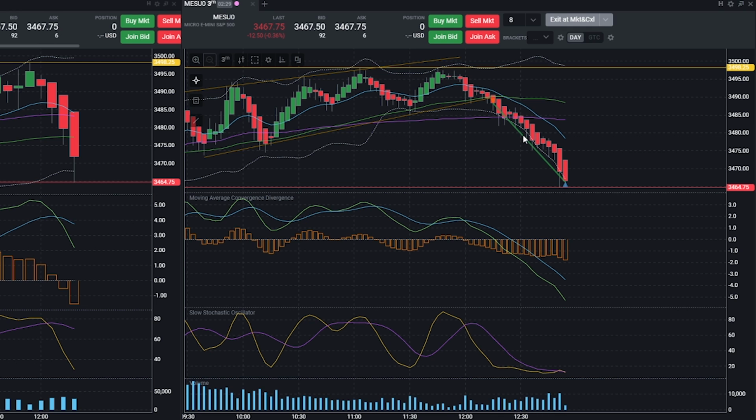Took about probably, let's see, $880 on, I went ahead and entered on a short at 34.88 and got out at 34.66. And that took about 40 minutes total on that trade. So very good move down.